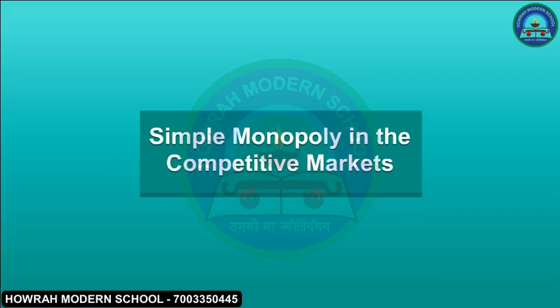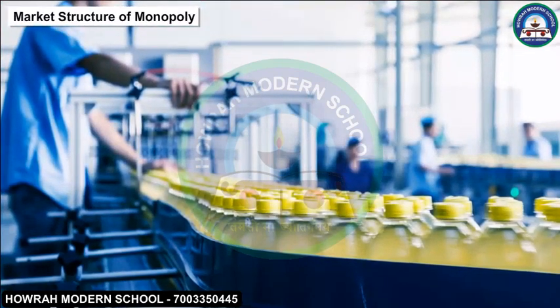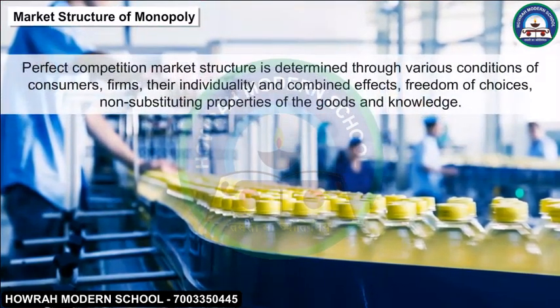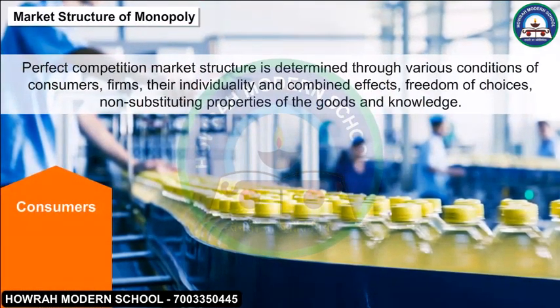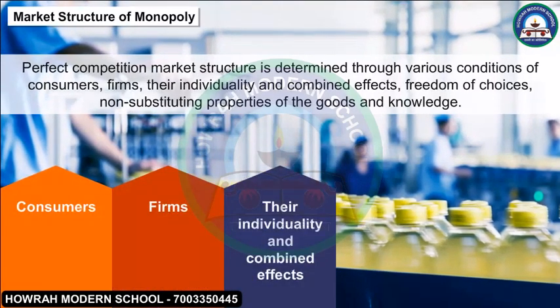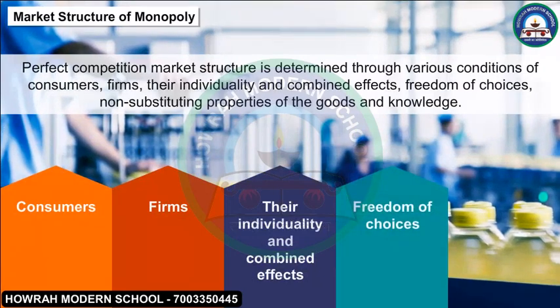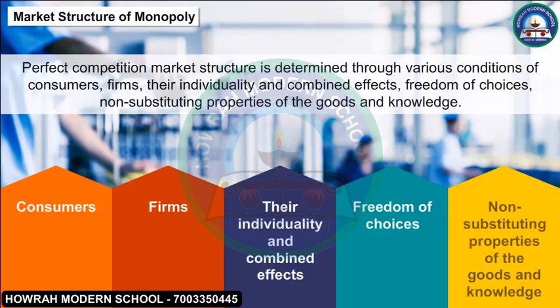Simple monopoly in the competitive markets. Market structure of monopoly. Perfect competition market structure is determined through various conditions of consumers, firms, their individuality, and combined effects: freedom of choices, non-substituting properties of the goods, and knowledge.